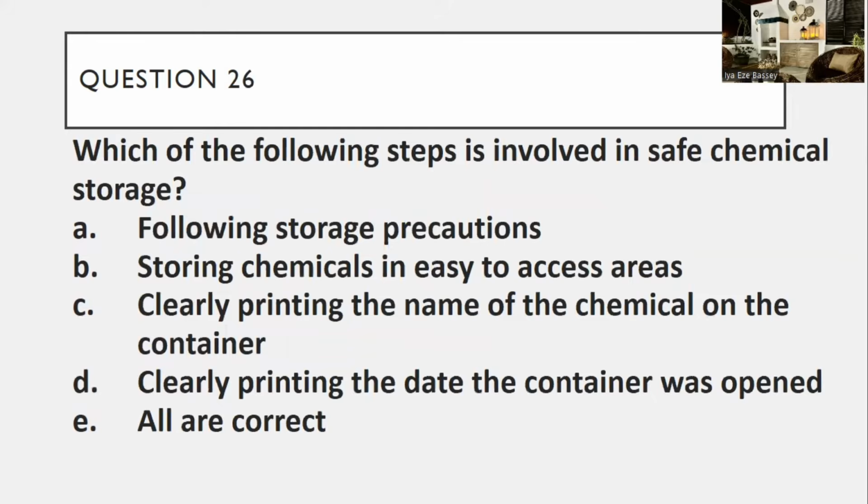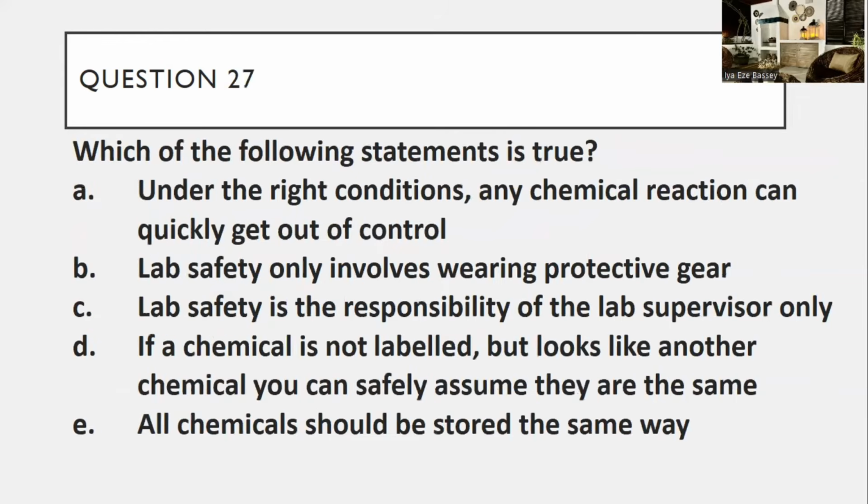So question 26, which of the following steps is involved in safe chemical storage? A, following storage precautions, very important. B, storing chemicals in easy to access areas. Please don't go and store acids high above your head. You may not know as you're picking it up, it just falls on your head, boom, and the whole thing falls on your body. Have to be careful. C, clearly printing the name of the chemical on the container, that is correct, and clearly printing the date the container was opened. So all these are correct.